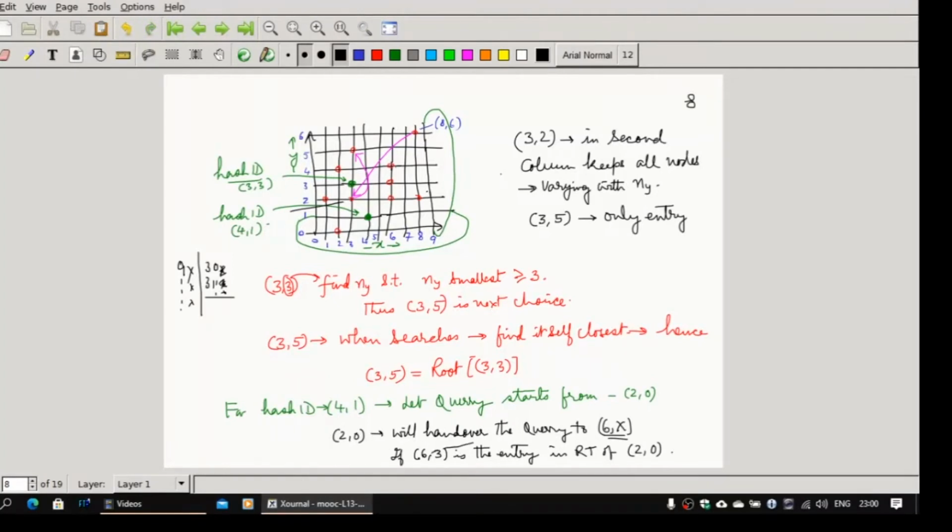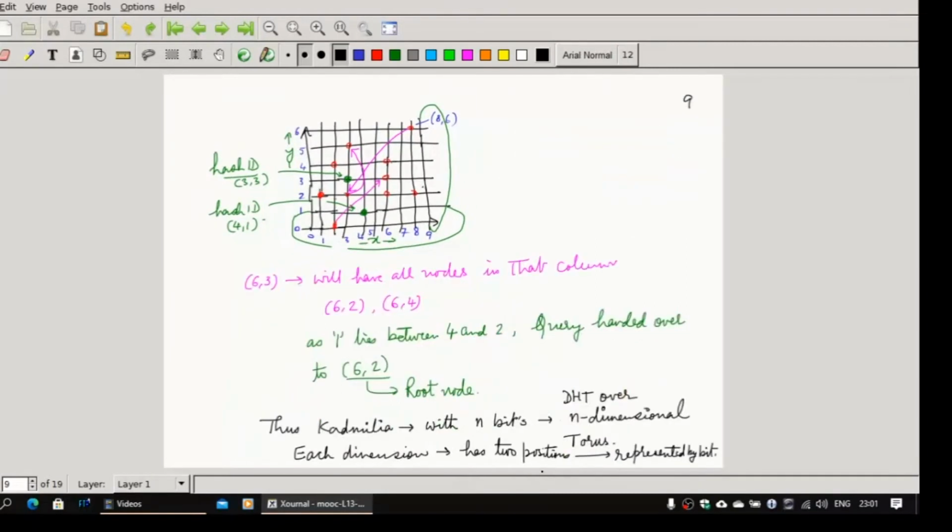The query starts from 2.0. So once the query starts from 2.0, this needs to be handed over to 6, because that's the only thing which is available greater than 4. So it can be 6,2, 6,3, 6,4. So if 6,3 is the entry in the routing table of 2.0, it will be handed over to that.